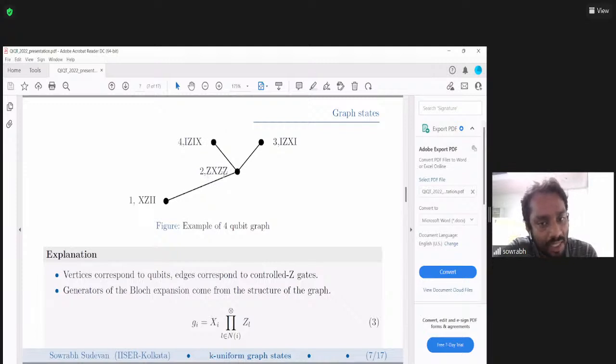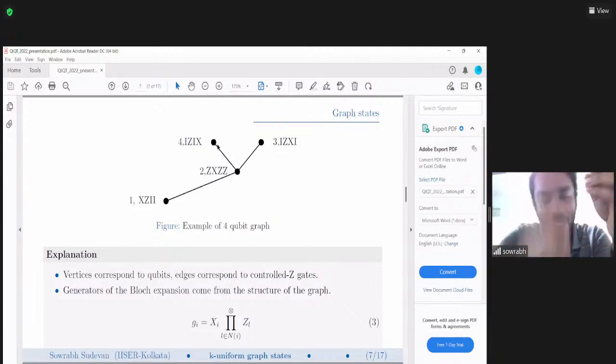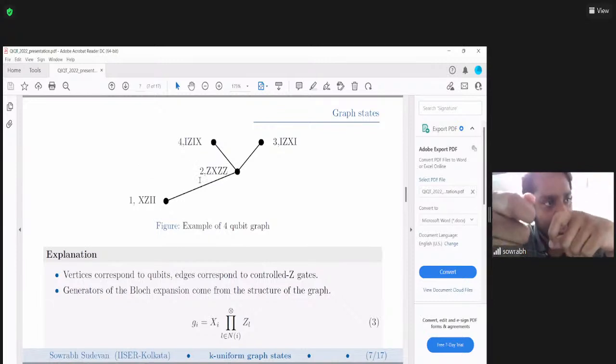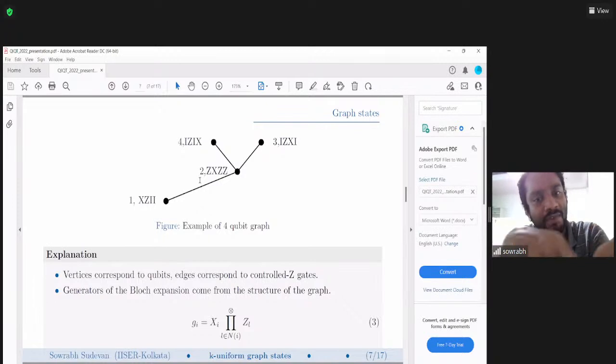So there will be Zs at all of those locations and an X at the location of 2. If you follow this recipe, you can see that this will give you a set of generators which commute, and they also square to identity. So obviously they will form a Z2 to the power n group, and when you add up all the terms together, what you get is a stabilizer state. So you have a nice way of representing states by just drawing these graphs.